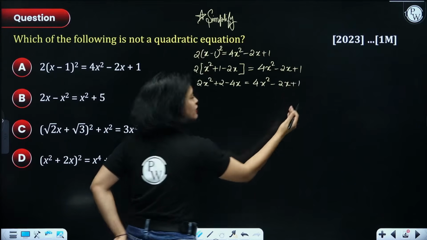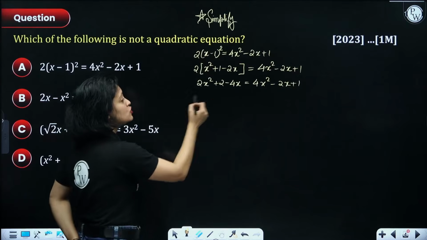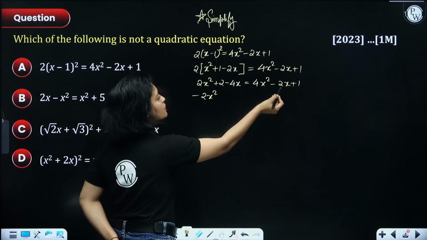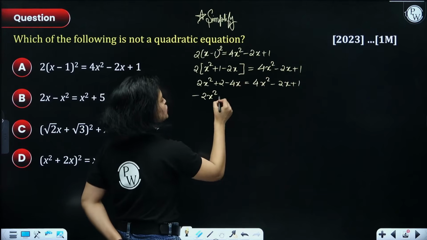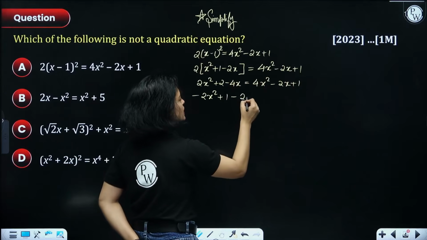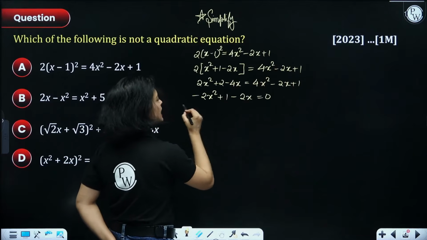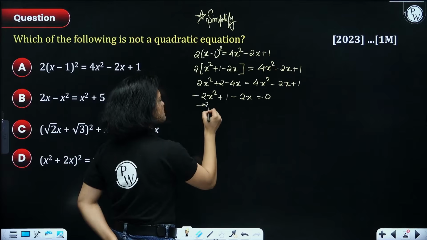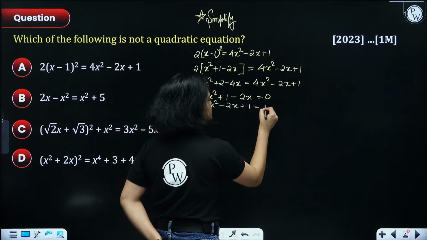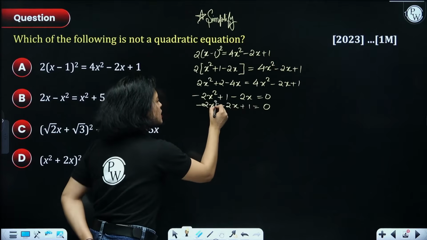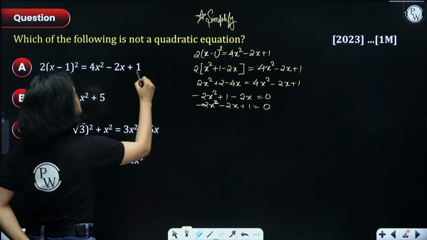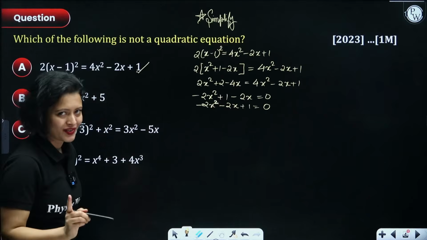Now let's bring everything on the right hand side to the left hand side. You'll get minus 2x square, plus 2 minus 1, so plus 1 here, and minus 4x plus 2x, so minus 2x, is equal to 0. Basically, you will get minus 2x square minus 2x plus 1 is equal to 0. Now clearly this is a quadratic equation because the highest power of the variable is 2. So this is not the answer. This is the quadratic equation.